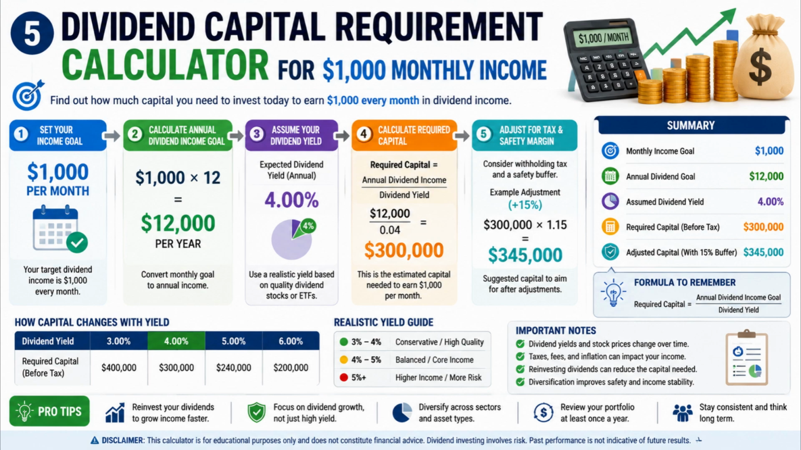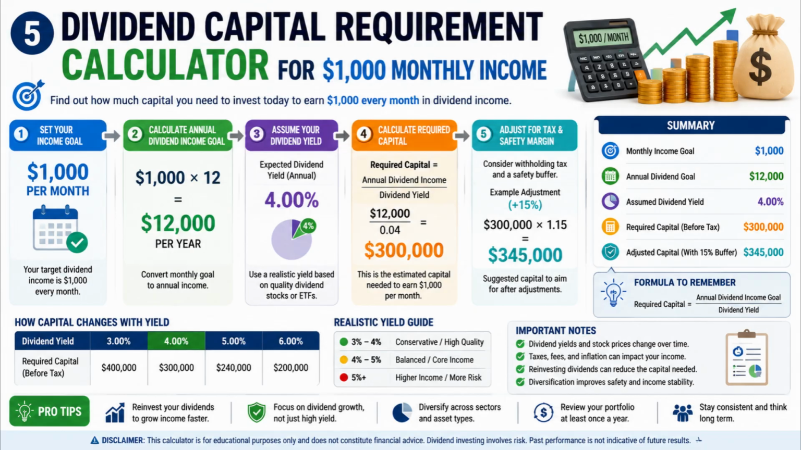In this video, we will discuss the Dividend Capital Requirement Calculator for $1,000 in monthly income and explain how to estimate the amount of investment capital needed to reach this dividend income target. First, set your monthly dividend income goal. In this example, the target is $1,000 per month. Having a specific income goal makes it easier to calculate the required annual income and estimate how large the dividend portfolio may need to become.